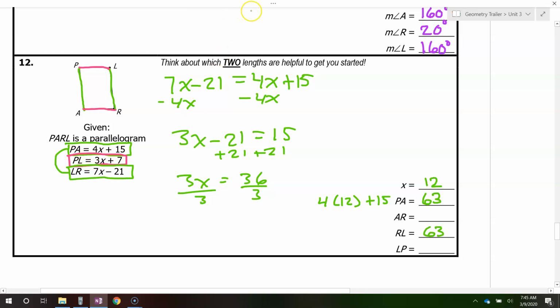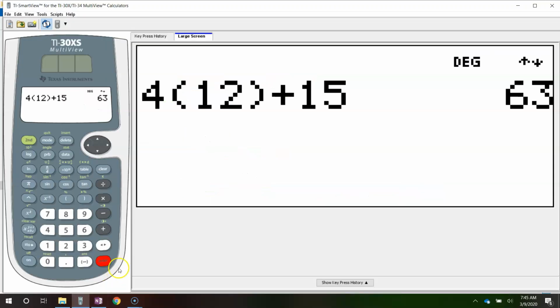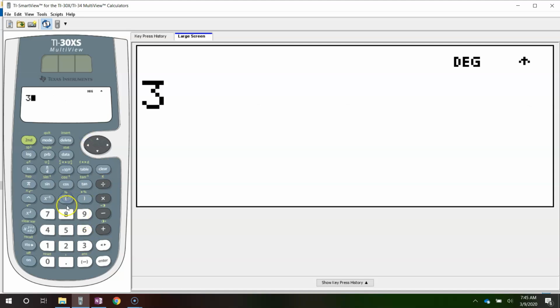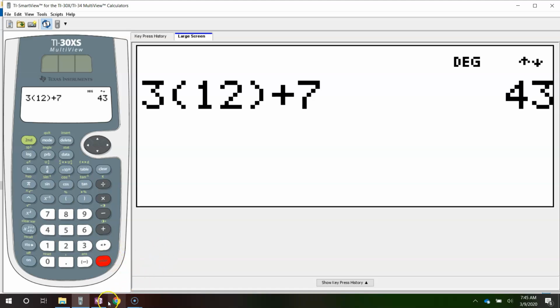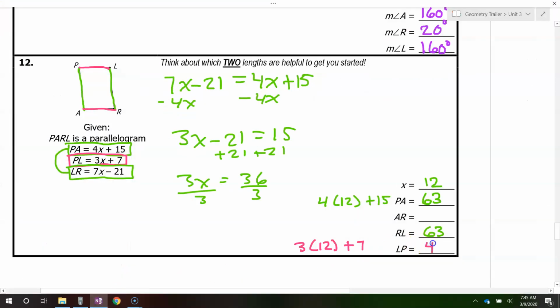Okay, now we can find PL, which we put in red, 3x plus 7, that will become 3 times 12 plus 7. So 3 times 12 plus 7, that's going to be 43. And if that is 43, that means AR is also 43, because those are congruent.